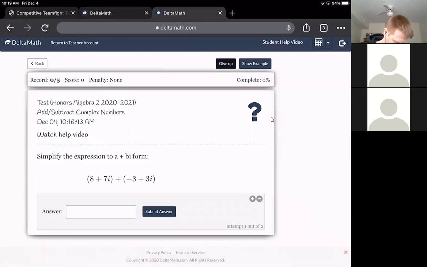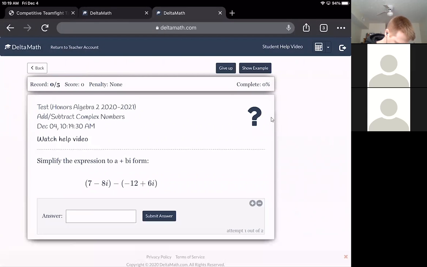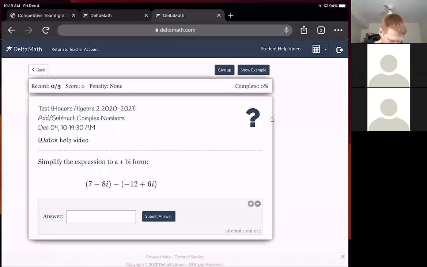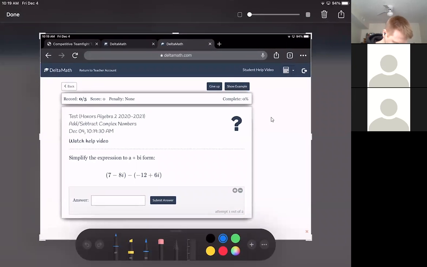Let me just see, can we get a subtraction one? So if it's subtraction, just be careful. You either want to rewrite it or just be careful when you're doing it. It would be like 7 minus -12, that would be 19. And then -8i minus 6i would be minus 14i.